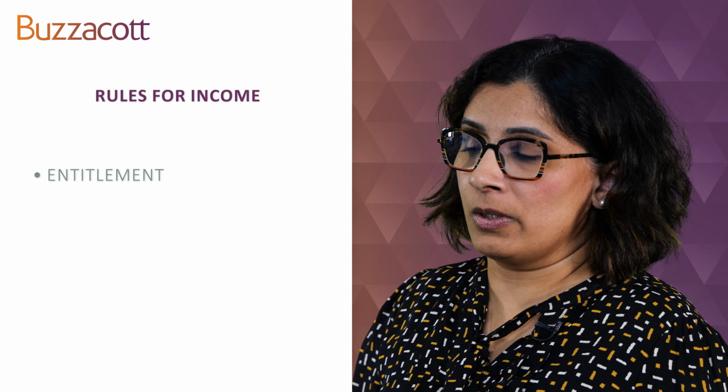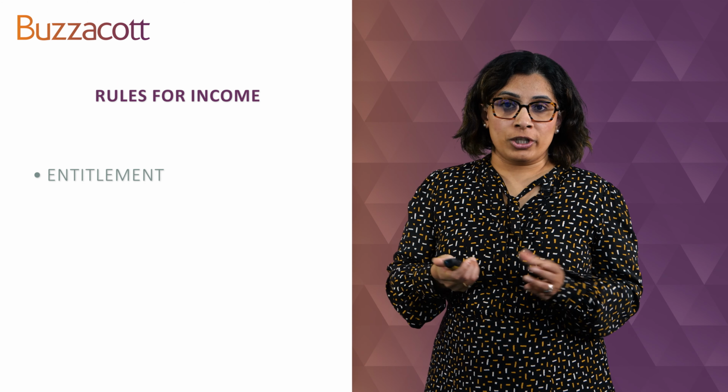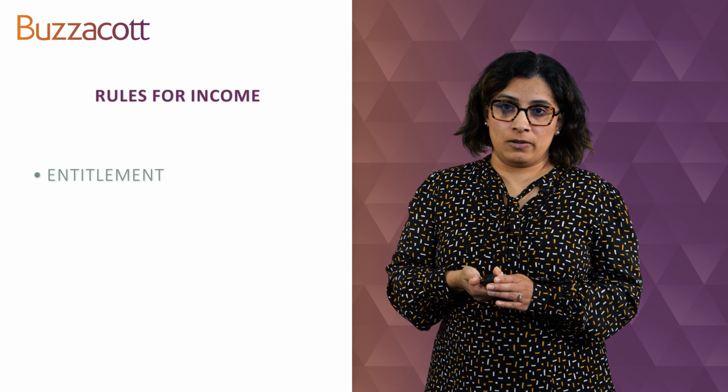On the income side, you have similar rules. And again, for income recognition, all three of those rules need to be met. The first rule is entitlement. Is the charity entitled to the income? Here, caution has to be exercised when it relates to conditions.